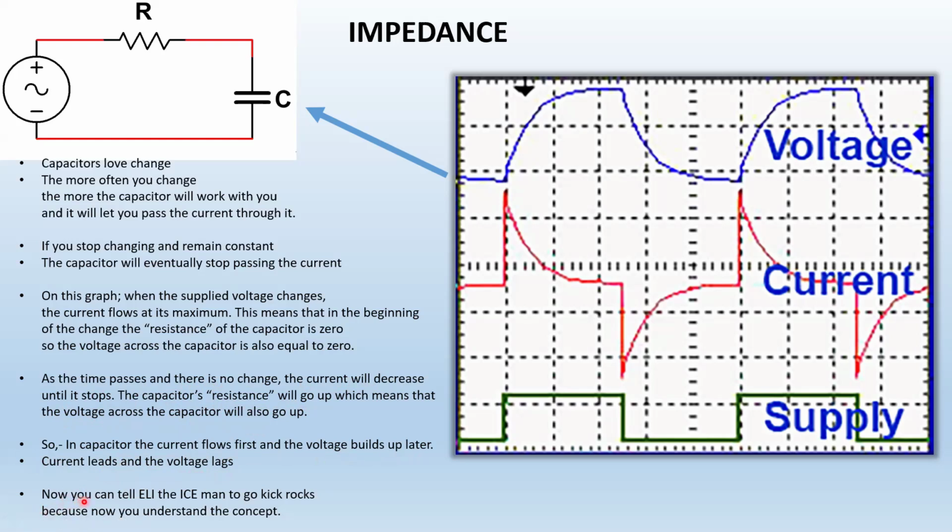Now, there's an acronym, ELI the ICE man. ELI: you can hear the E, or voltage, then inductor, current. ICE: current, capacitor, voltage. So you can remember it that way, but I would rather you get to understand what's happening so you don't have to remember acronyms.